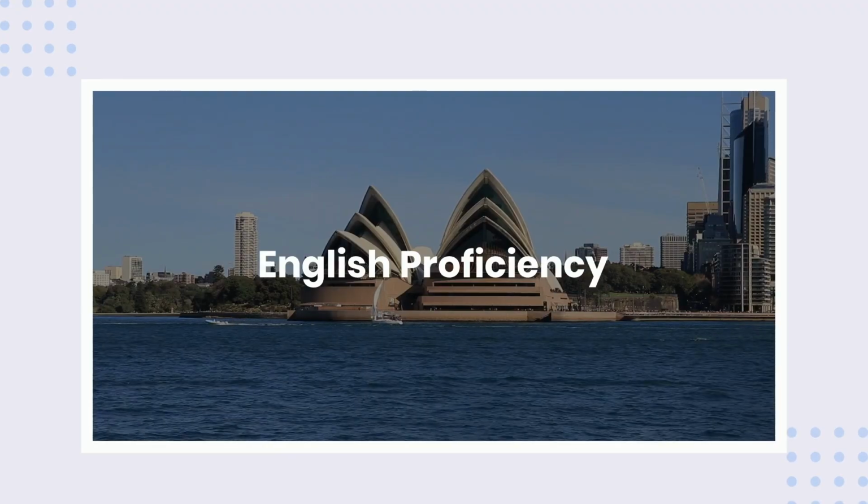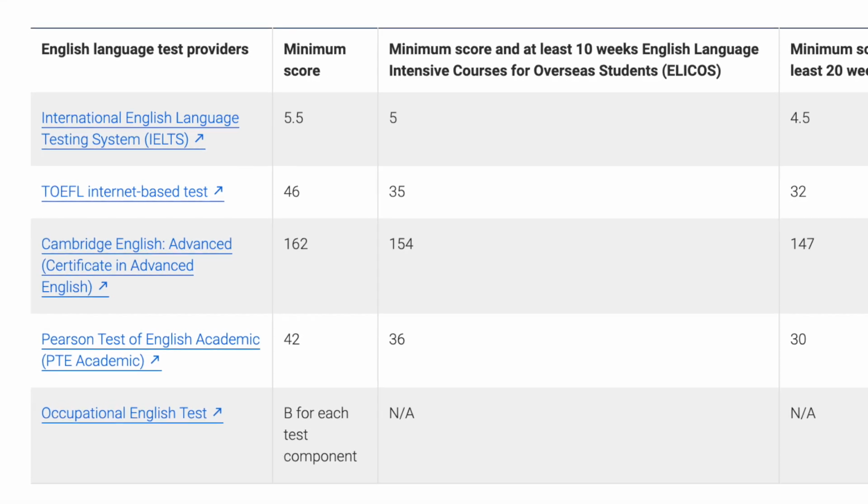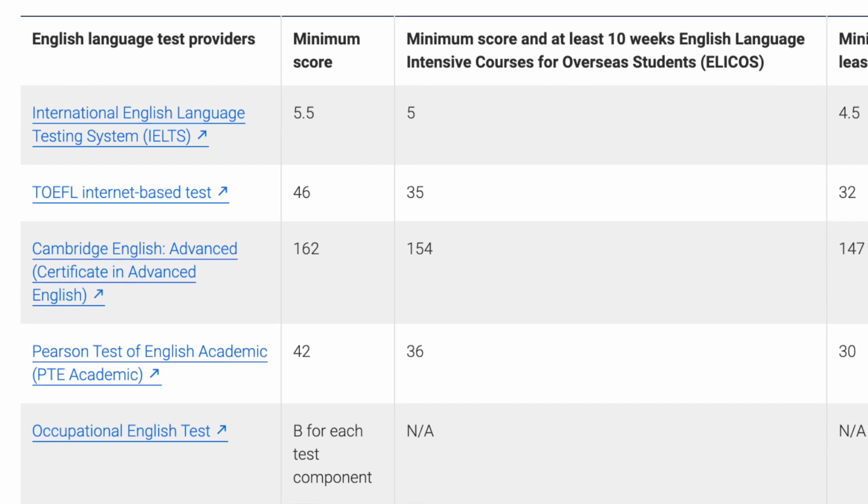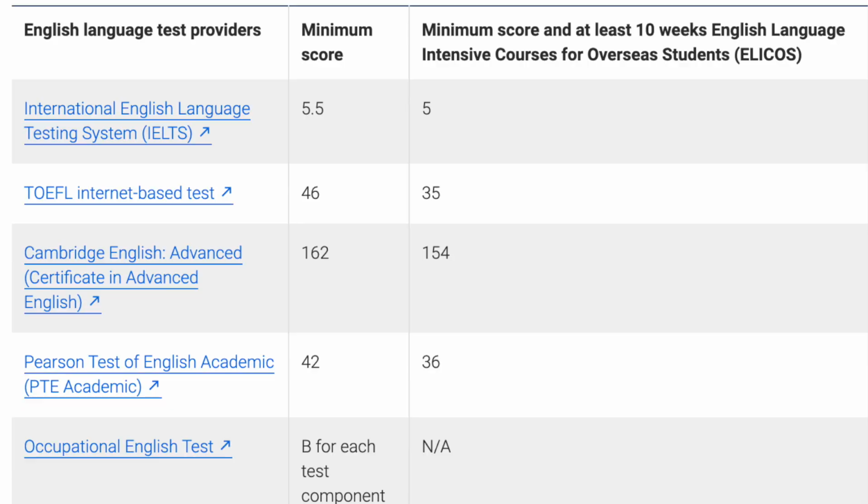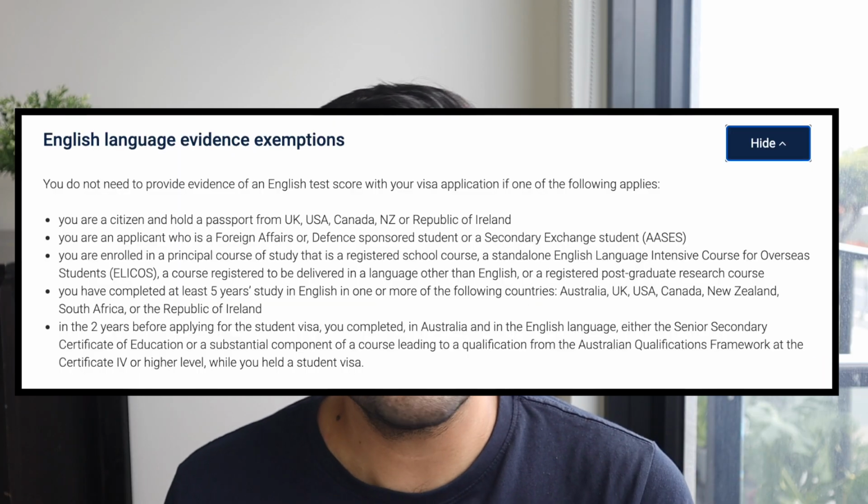The next one is English proficiency. As English is the most commonly spoken language in Australia, it is important for you to demonstrate that you have got sufficient English level in order to study here. To meet this requirement, you will need to undertake an English test. The most common ones are IELTS, International English Language Testing System, or PTE, which is Pearson Test of English. There are other types of English testing systems available as well. But you need to meet the minimum level of English in these tests in order to get a student visa. Luckily, students coming from English-speaking countries like the UK, Canada, and so on, don't need to undertake these tests.